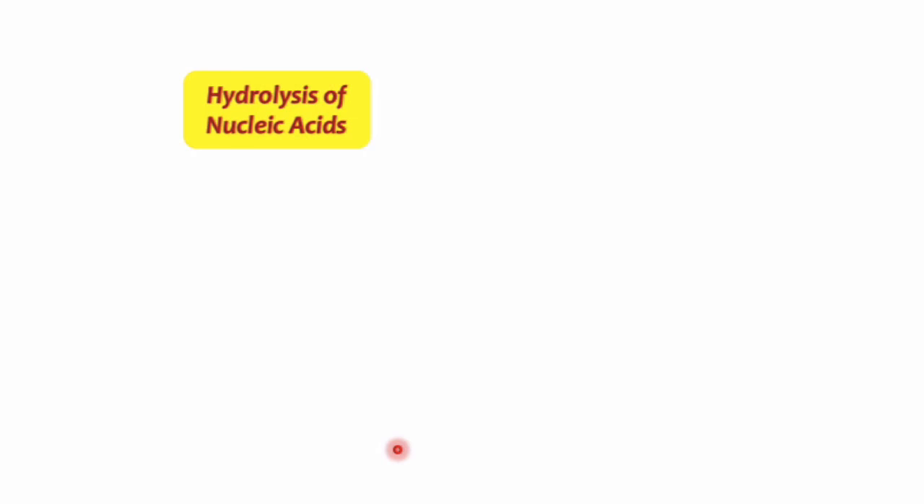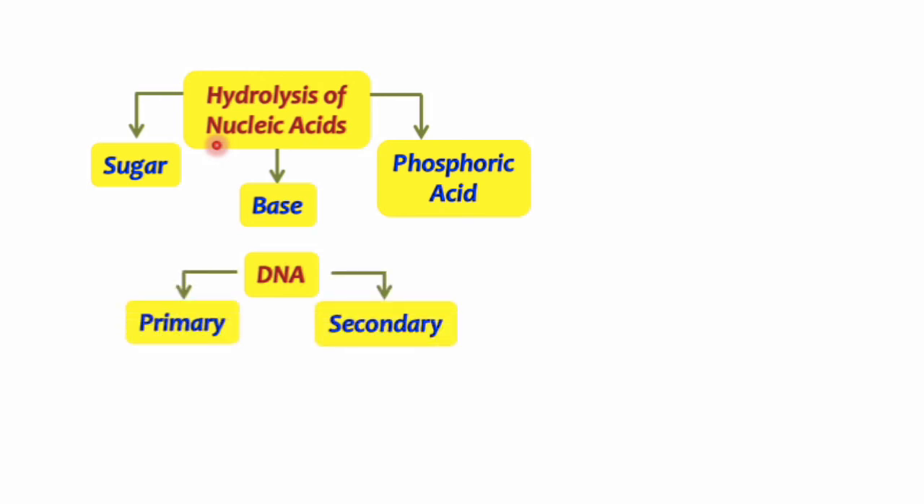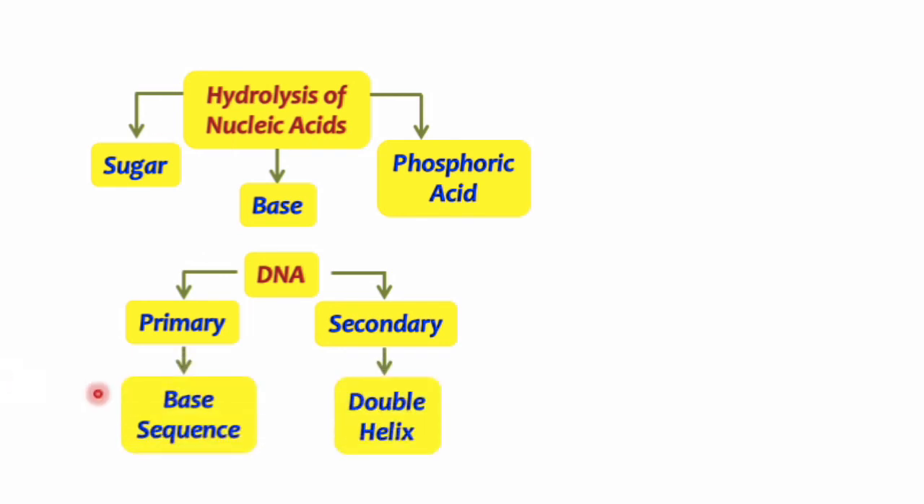Okay. So when it comes to hydrolysis of nucleic acid, if you hydrolyze the nucleic acid, then we will get the sugar back, base back and phosphoric acid back. So all will be separated out. Okay. Now when it comes to DNA, we will have two kinds, primary and secondary. Now when it comes to primary, it is just the base sequence, which means the rails we were talking about. Okay, phosphate and sugar combined is giving us a base sequence. Secondary means it is a double helix. So we have seen the structure earlier, it had a double helix structure, right?